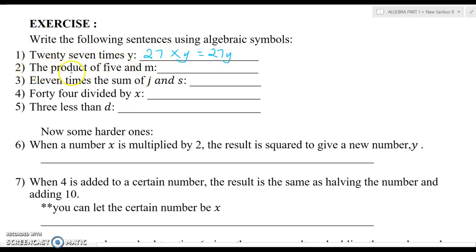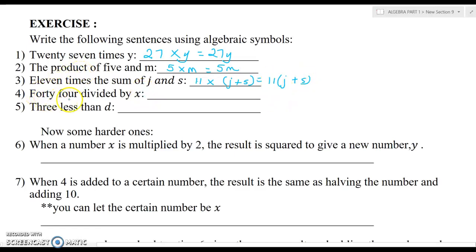Number 2. The product of 5 and m. Remember, product means multiply as well. So 5 times m gives me 5m. Number 3. 11 times the sum of j and s. I'm going to put the sum in brackets, the sum of j and s. Sum, remember, is addition. And you can write this by removing the multiplication sign after the 11.